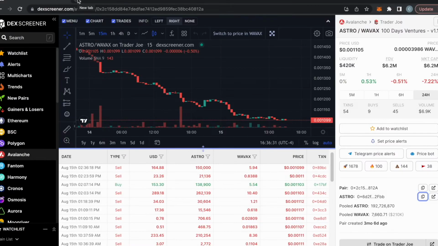How to view a token holder via Snowtrace is by picking a token, for example, 100 Days Ventures, and copying the contract address, and then going to the Avalanche Explorer, otherwise known as Snowtrace, and plugging that token address in, pulling it up, and then we're going to paste my address in there to see exactly how many tokens I have.